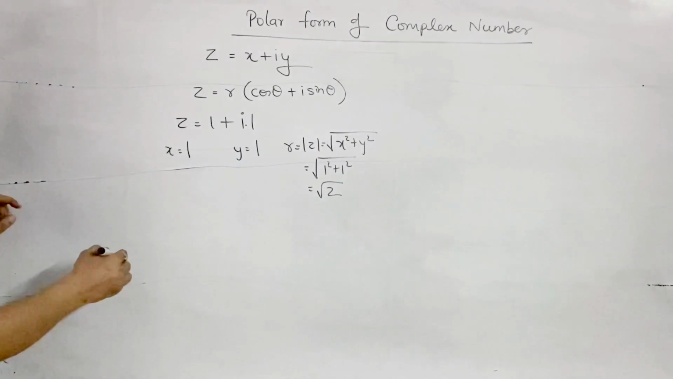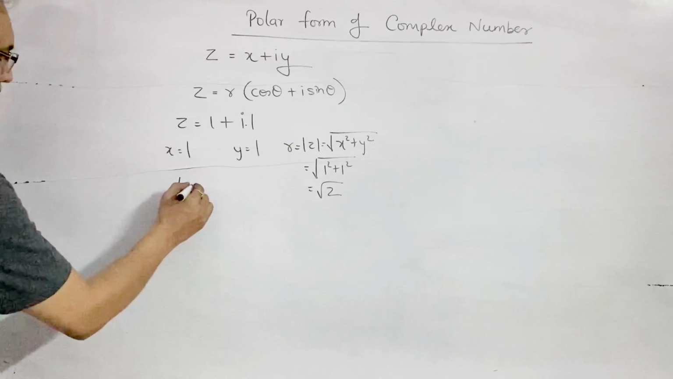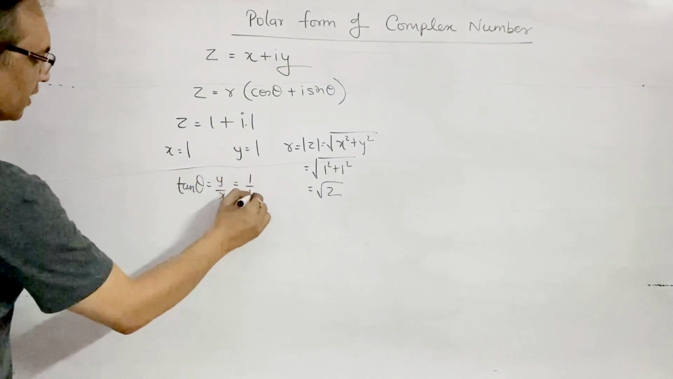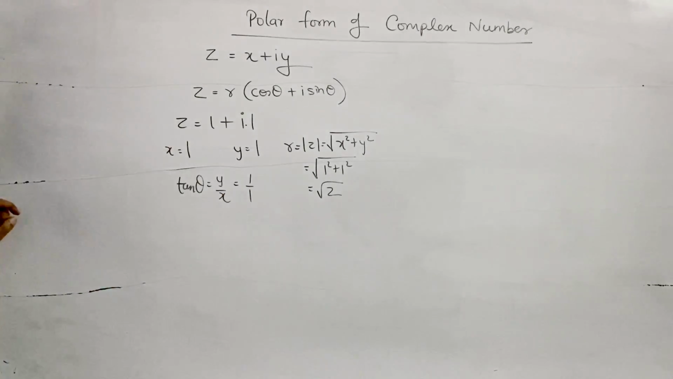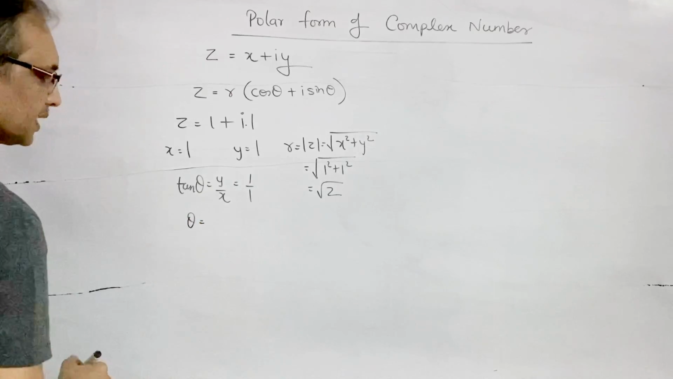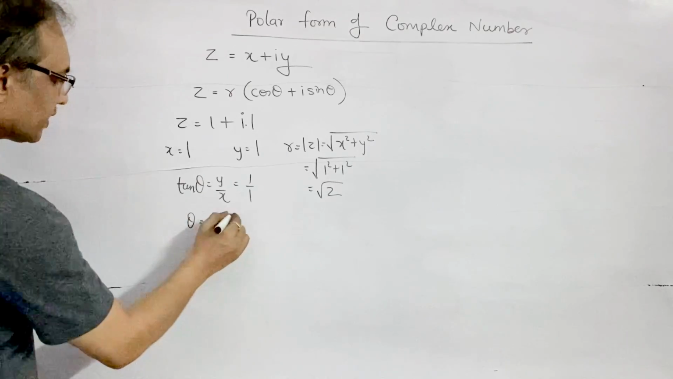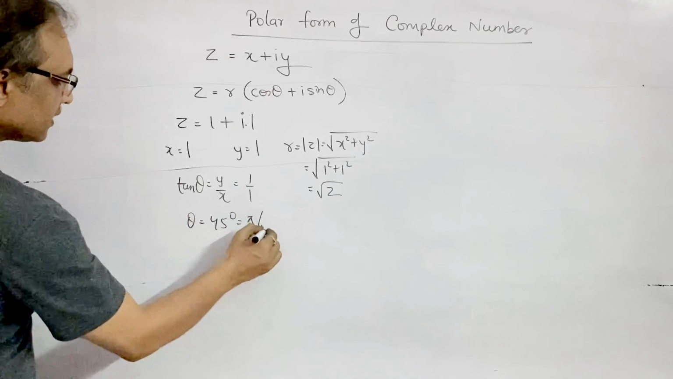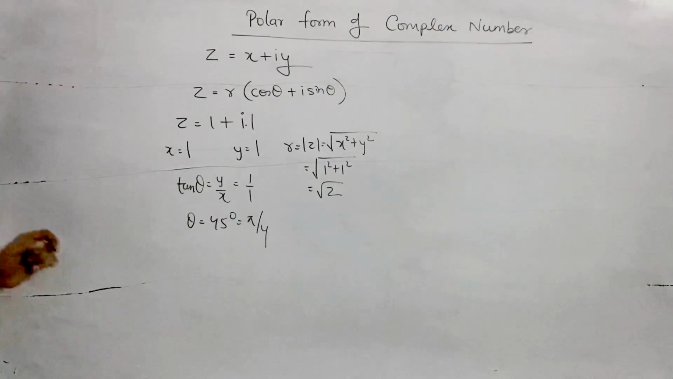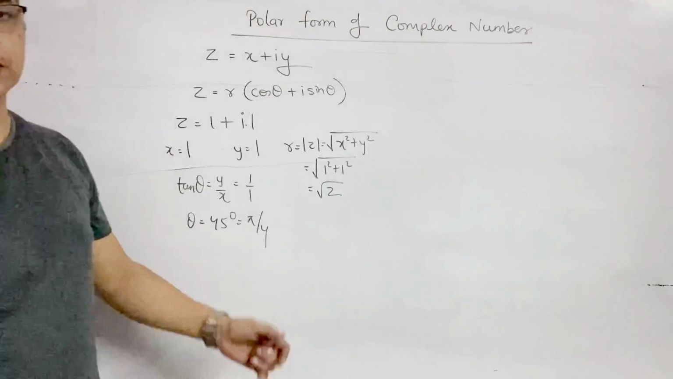Now we'll find tan theta. Tan theta is y upon x, so 1 upon 1. Tan theta is 1. From here we can find the value of theta. Theta is 45 degree, that is 45 upon 180 into pi, that is pi by 4 radian. So I've got the value of theta.